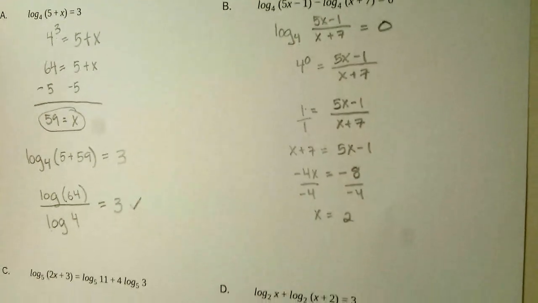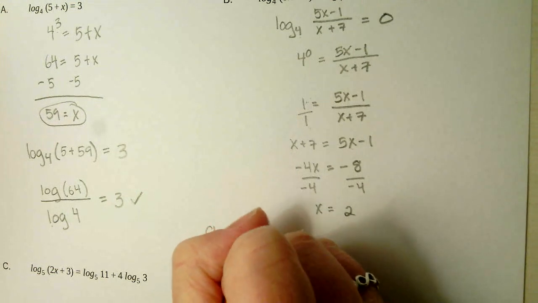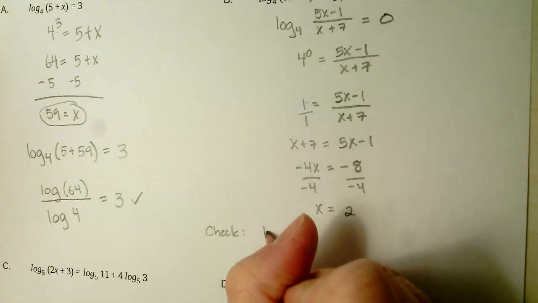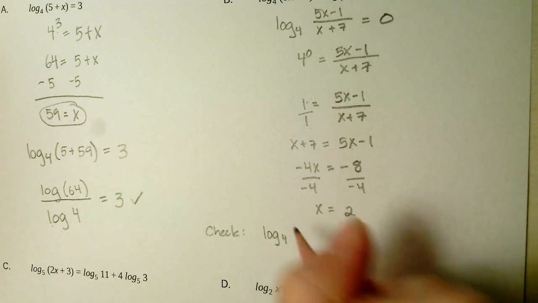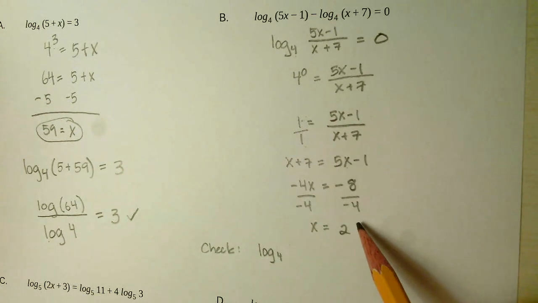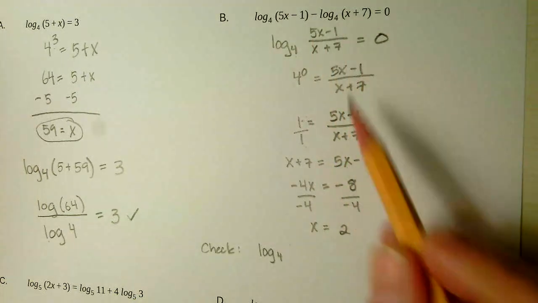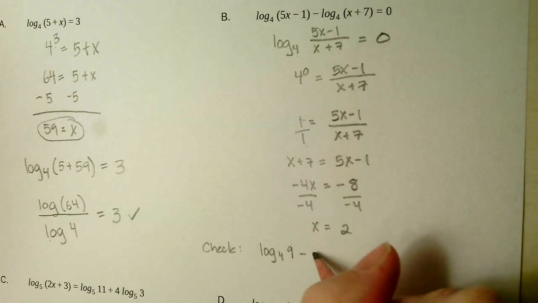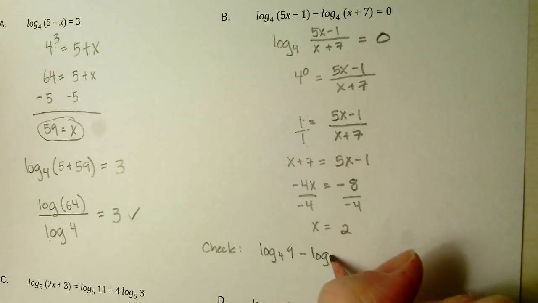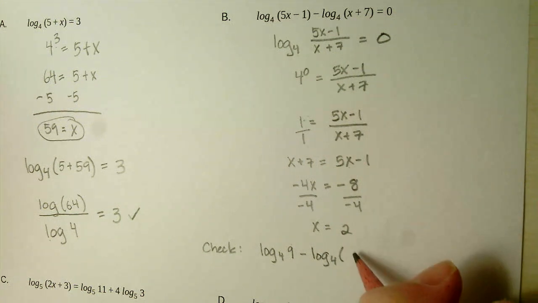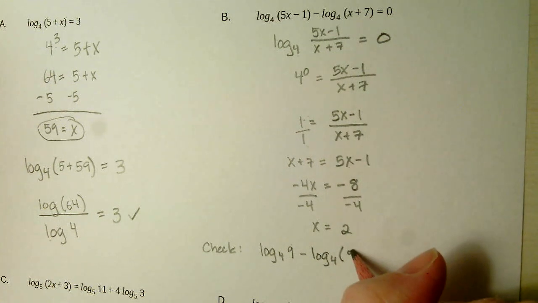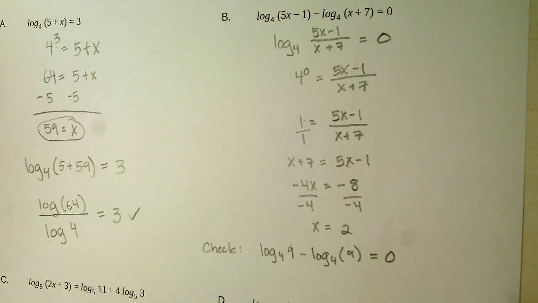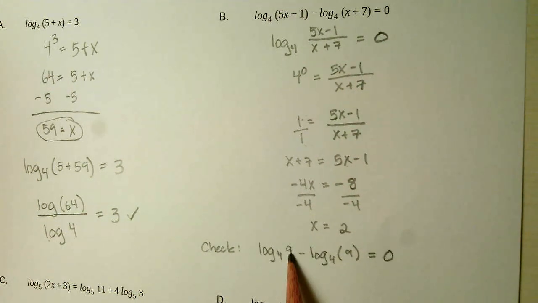Okay, again, we want to check. So I want to see if log base 4, I'm going to do some mental math to try to save myself some time. 5 times 2 is 10, minus 1 is 9. So log base 4 of 9 minus log base 4 of 2 plus 7, which is 9. Is that equal to 0? If I have the log base 4 of 9 and I subtract log base 4 of 9, I will have 0, so I know I have the correct answer.